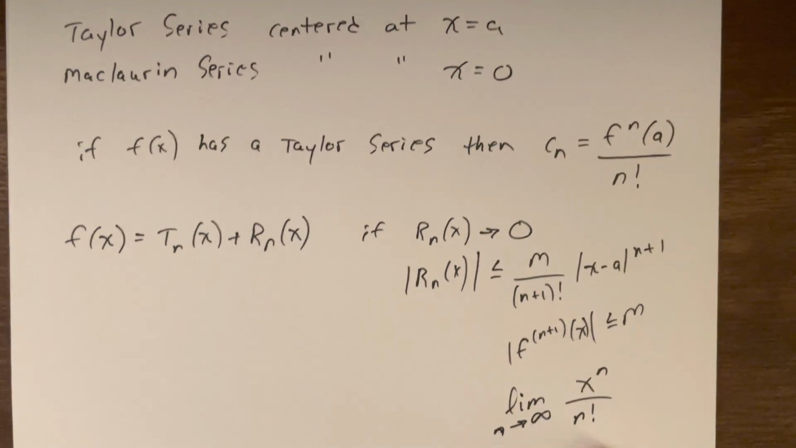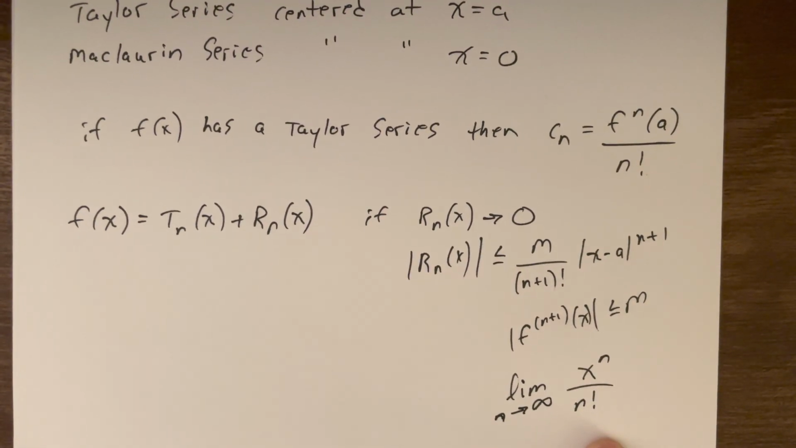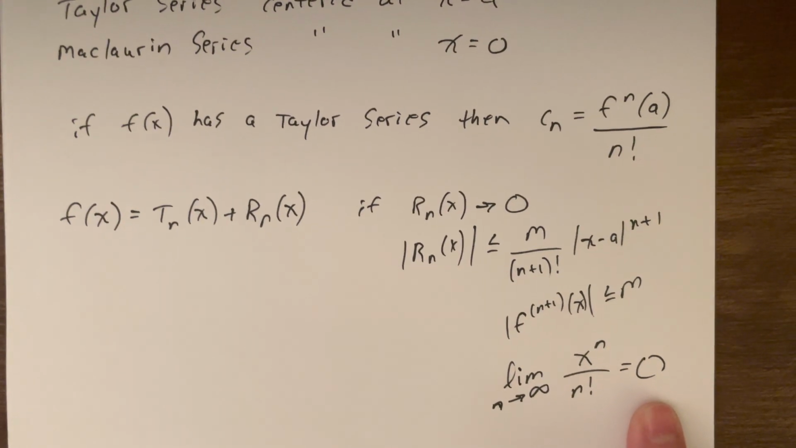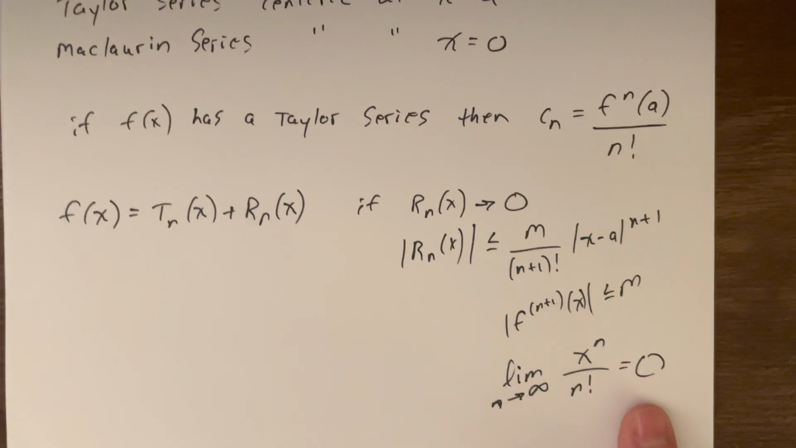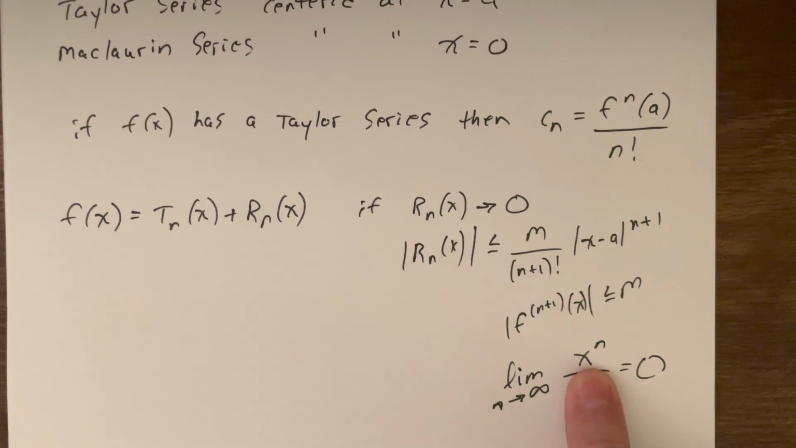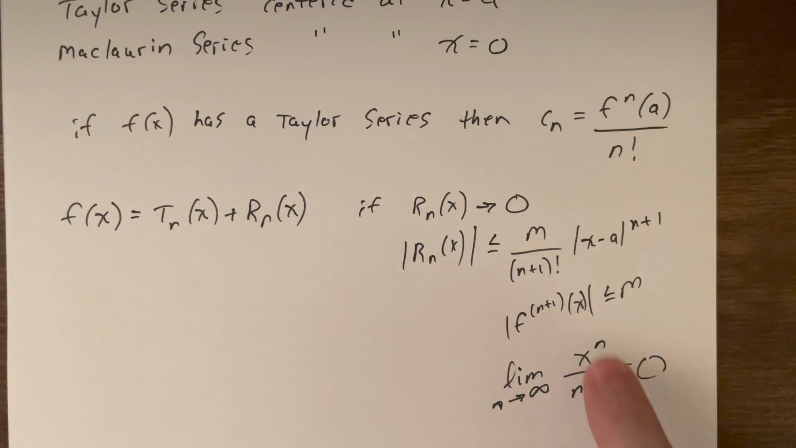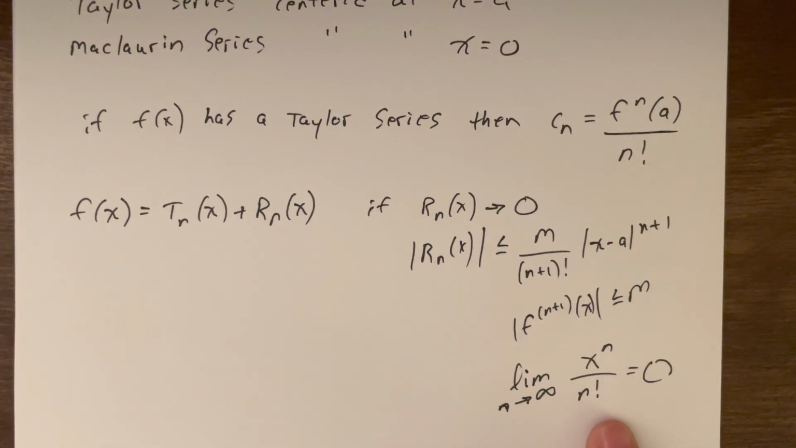That as n goes to infinity, it doesn't matter what x is. X to the n power over n factorial always equals 0. That's not obvious, right? If you just think of this as 2 to the infinity over infinity factorial, it looks like you're getting a lot of infinity over infinity.